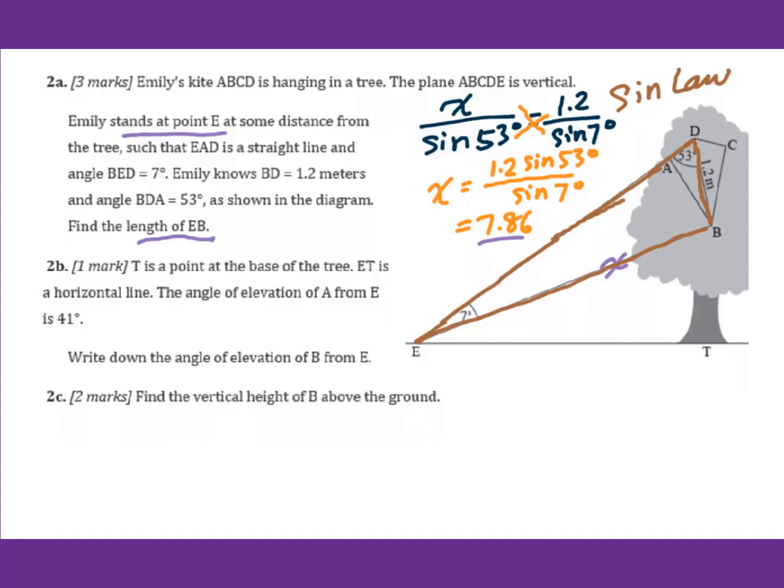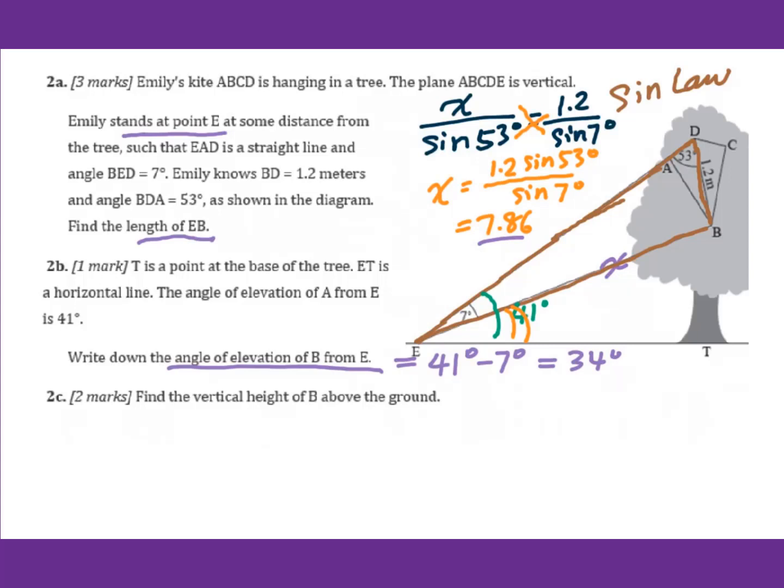Let's go to 2b. T is a point at the base of the tree. ET is a horizontal line. The angle of elevation of A from E is 41 degrees, which means this angle is 41 degrees. Write down the angle of elevation of B from E. So we're looking for this angle, which means we do 41 degrees minus 7 degrees, that is 34 degrees.